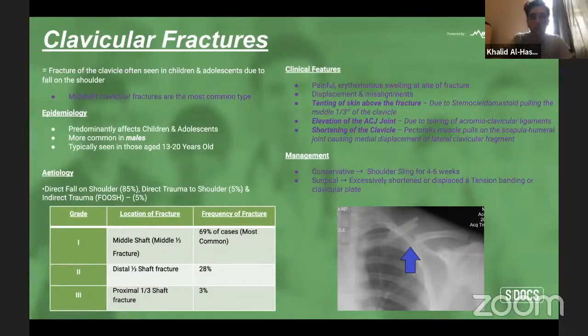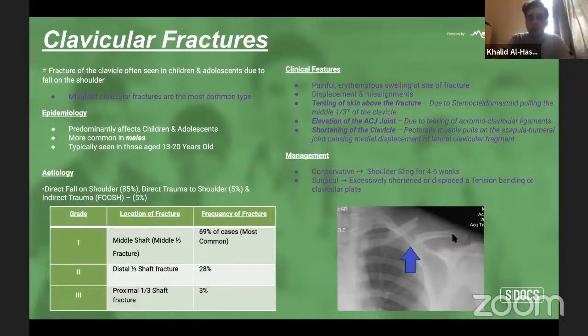There may also be some displacement and misalignment of the two fragments of the clavicle. Tenting of the skin above the fracture. So generally here, what you see here is a mid-shaft fracture, which is a grade 1. It's likely that there will be tenting of the skin as the proximal portion is angulated upwards, pressing along the skin just above the clavicle, and therefore it forms a tent. There's also elevation of the acromioclavicular joint, as shown here, due to tearing of the acromioclavicular ligaments surrounding the clavicle.